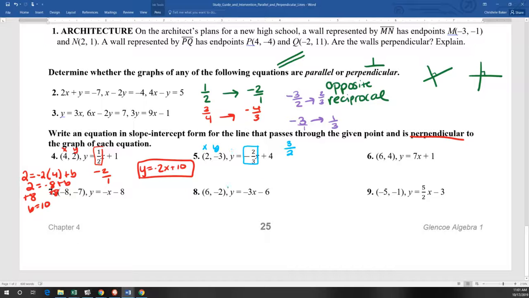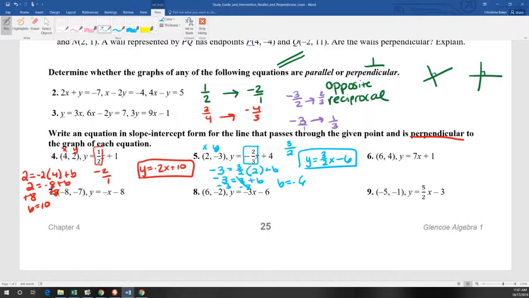Again, this is x and this is y. So y equals mx plus b. 3/2 times 2. 3 times 2 is 6, divided by 2 is 3. I will subtract 3 to get my b isolated. And negative 3 minus 3 is negative 6. So that means that my perpendicular line is positive 3/2x minus 6.